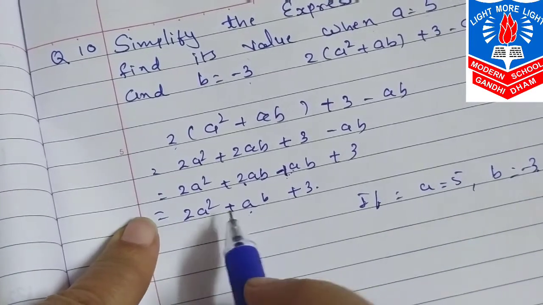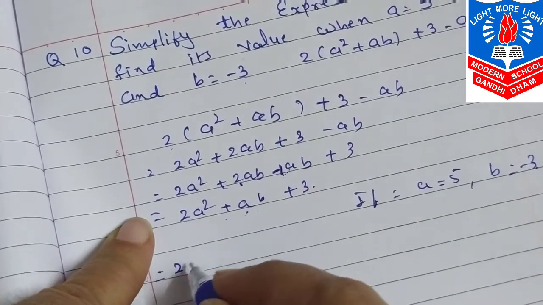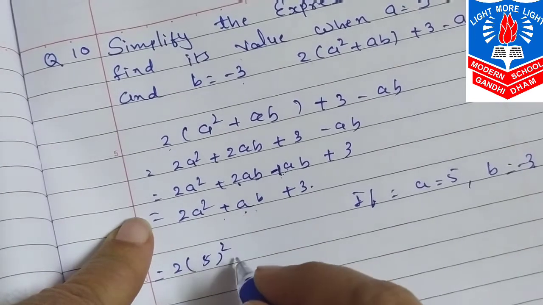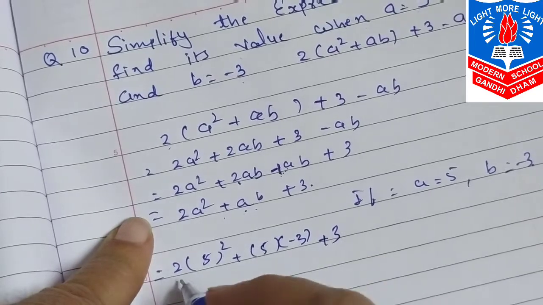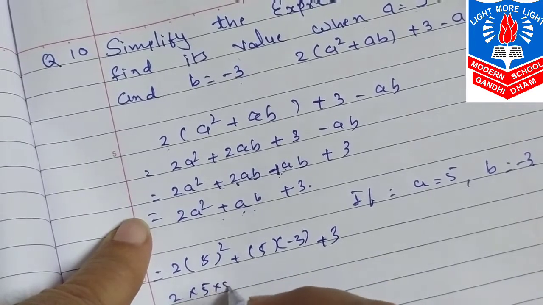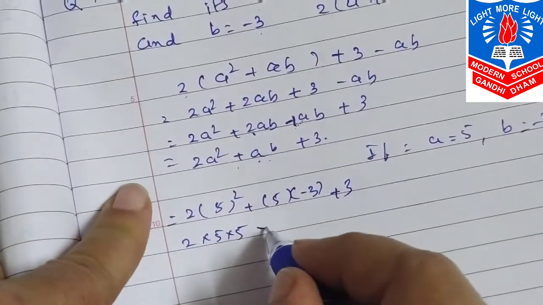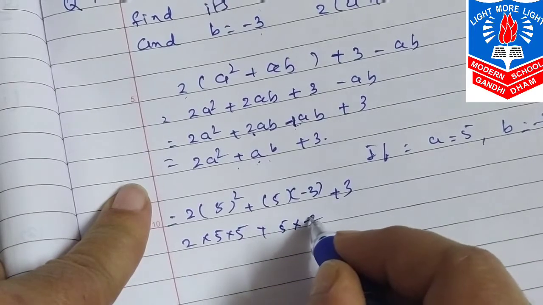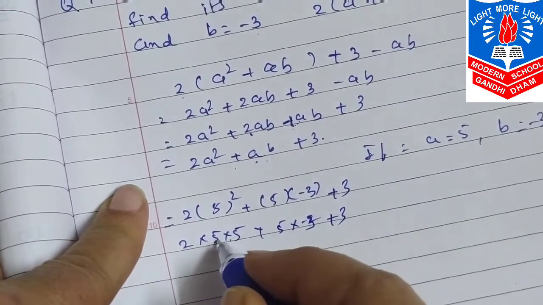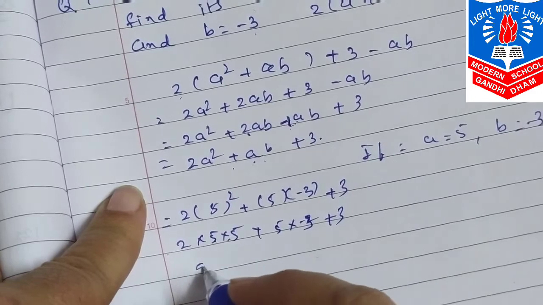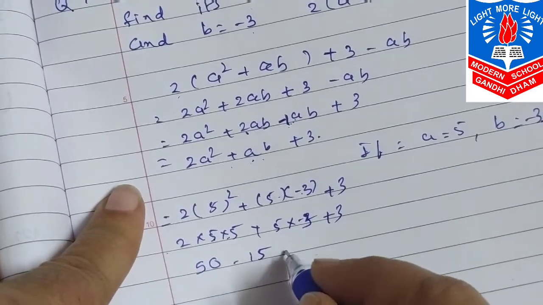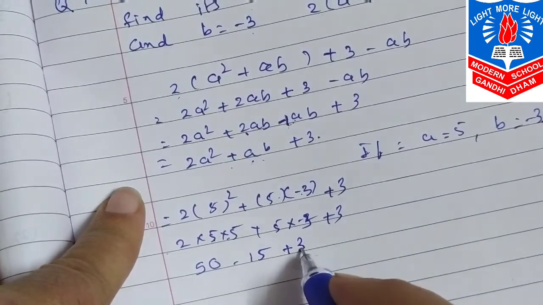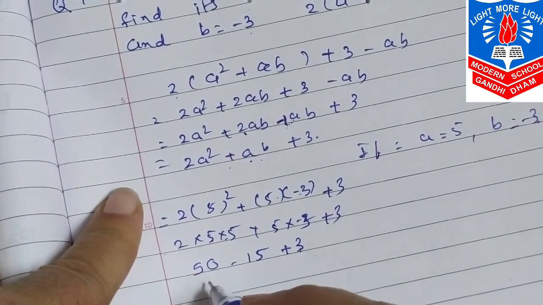So we keep the values of A and B. So 2, A value is 5 square, here is 5, B is minus 3 plus 3. So 2 into 5 into 5 plus 5 into minus 3 plus 3. 5 5s are 25, 25 2s are 50, and 3 5s are 15 plus 3. Okay, so 50 plus 3.